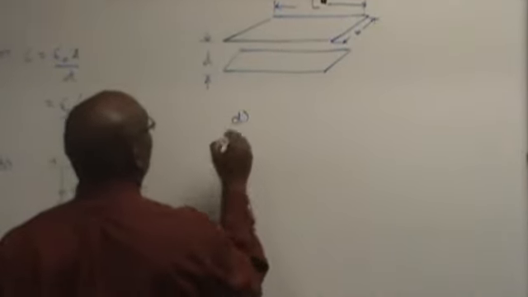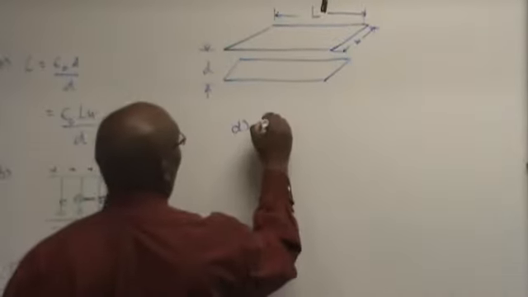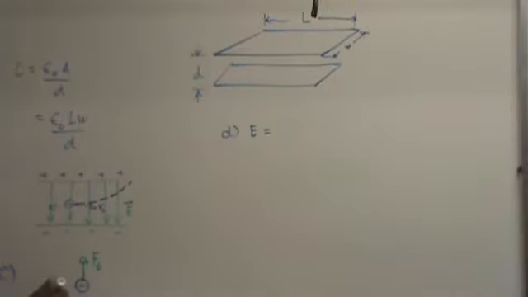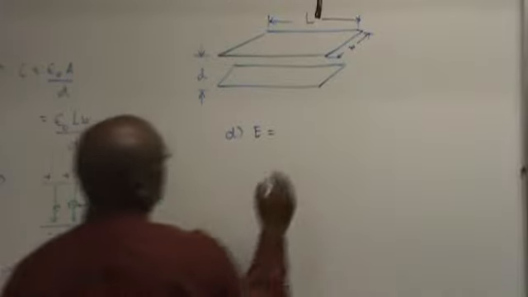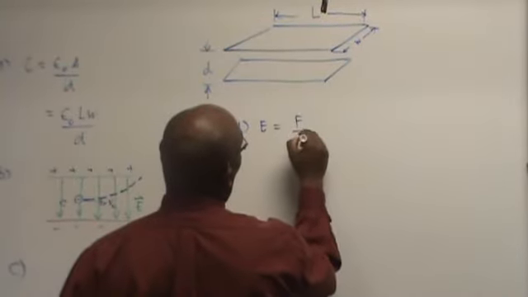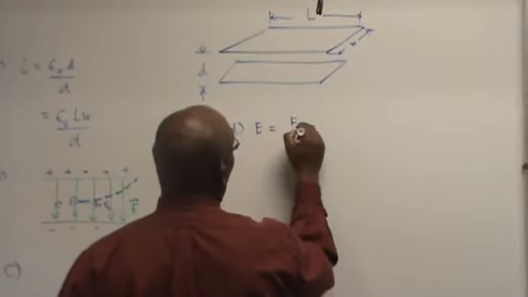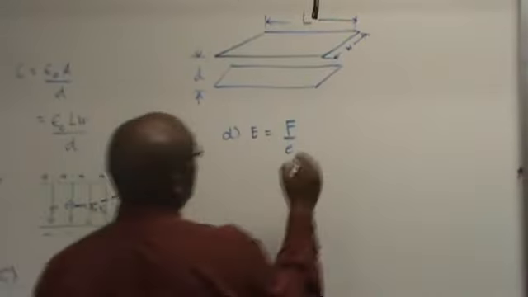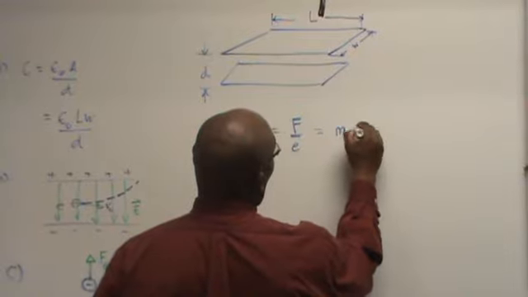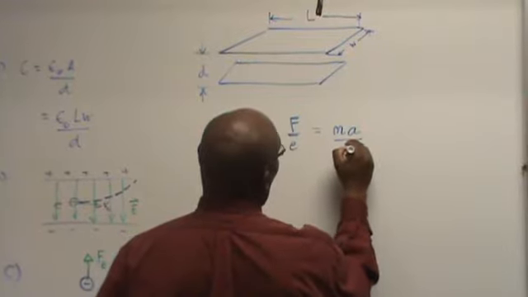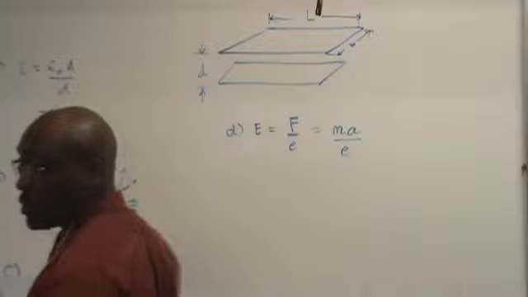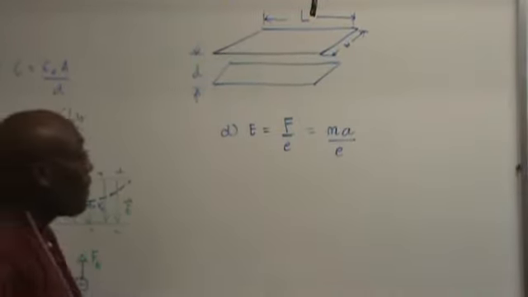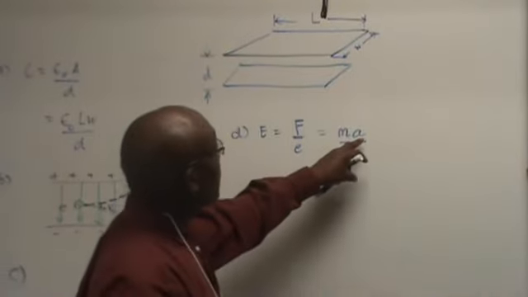Part D, we need an expression for the electric field. Electric field is equal to force over a charge. It's the Coulomb force. The mass times the acceleration divided by the charge on the electron, perhaps. Okay? So we need an expression for this acceleration.